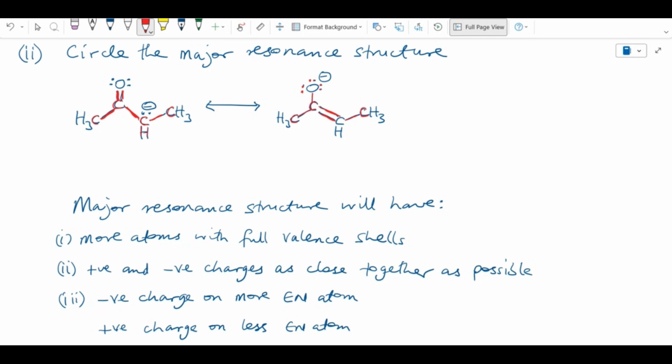Now we have to go to rule number 2. Rule number 2 says that there have to be 2 charges, positive and negative, and whichever structure has the charges closest together will be the major resonance structure. However, we have only 1 charge in each of them, so rule number 2 doesn't help us either. We then have to go to rule number 3.